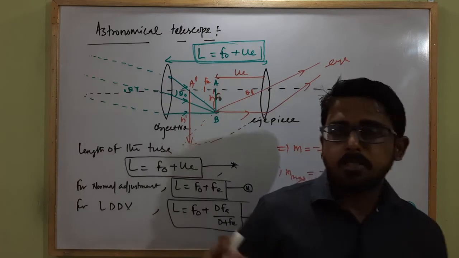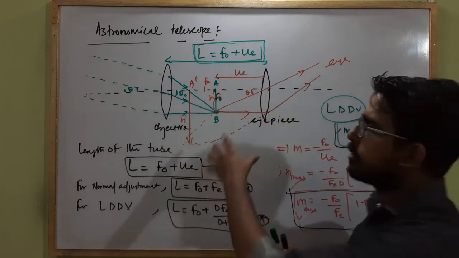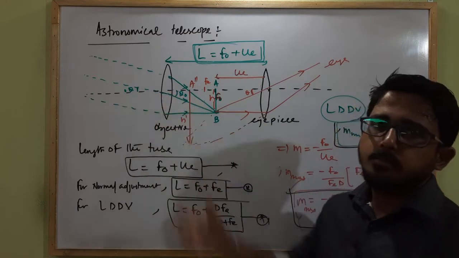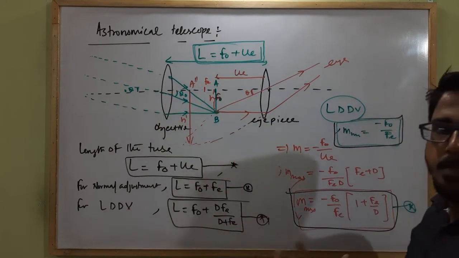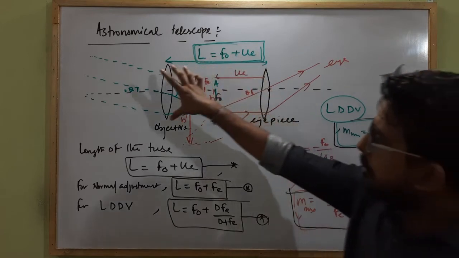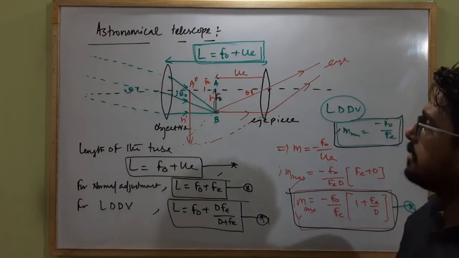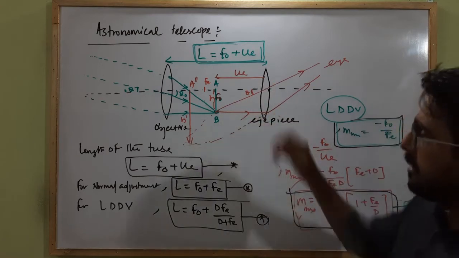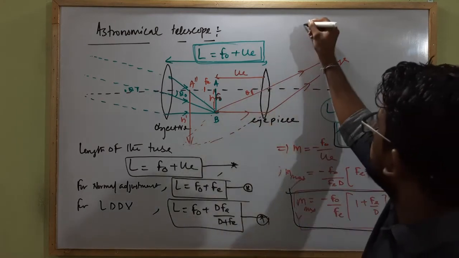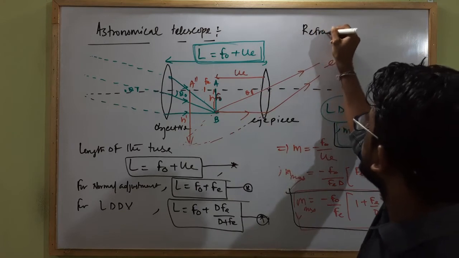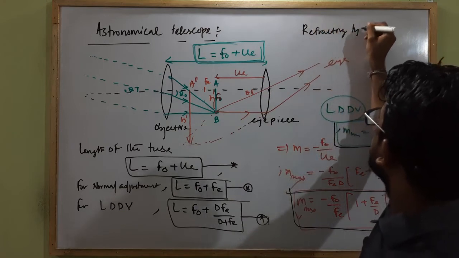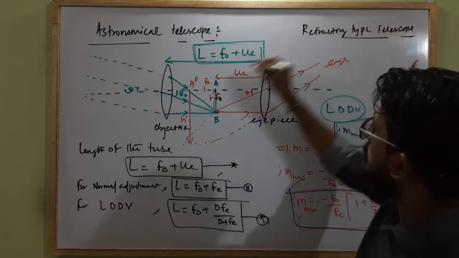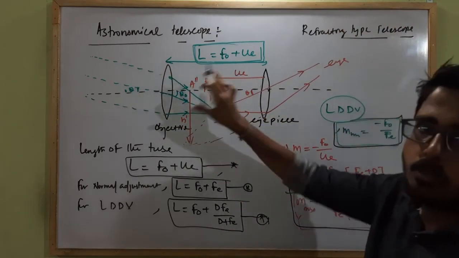So it's an astronomical telescope which is used to get a clear view of a very distant object like any star, moon or planet. Okay, clear. And here the aperture of the objective is very large in comparison to the eyepiece. Okay, and this type of telescope is known as a refracting type telescope, because it uses the concept of refraction through a lens.